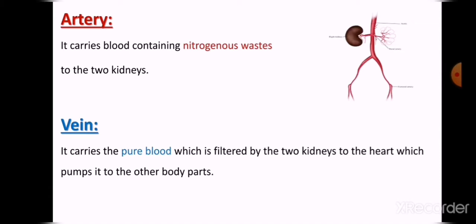After cleaning the blood by the two kidneys, the pure blood leaves the two kidneys, filtered, to the heart, which pumps this blood to the other body parts. So the artery carries the blood with wastes, but the pure blood leaves your kidneys through the vein.